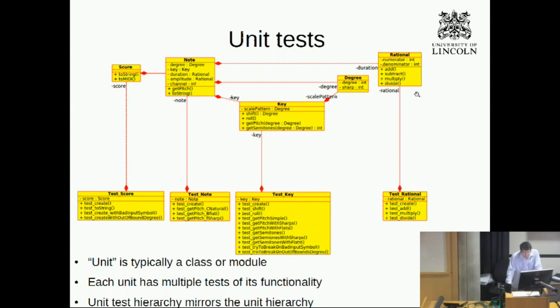So once I'm happy with that, then I'll go and build a test for the next thing in the hierarchy. So key is a higher level object. It's depending on some other classes. So there's some quite complex tests in here. Again, I'm testing various operations on the key. What happens if I transpose something? What happens if I shift the scale patterns? What happens if I try and create a key with a bad input string? How's that going to get handled?